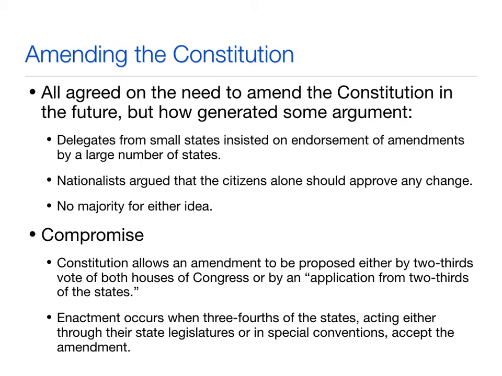The Constitution allows an amendment to be proposed by either a 2/3 vote of both houses of Congress or by an application from 2/3 of the states. Any proposed constitutional amendments are only enacted when 3/4 of the states accept the amendment, either via their state legislatures or in special conventions. Most constitutional amendments after the Bill of Rights were ratified are done by acting through state legislatures, but occasionally states have had special conventions.